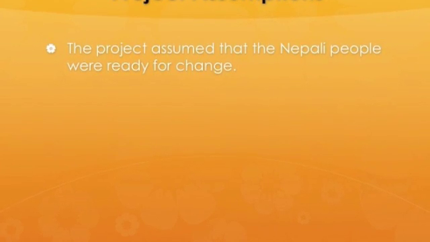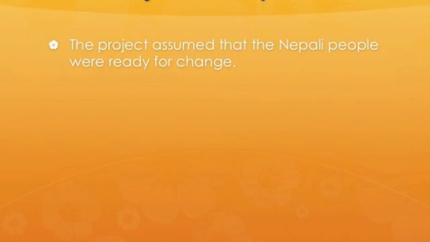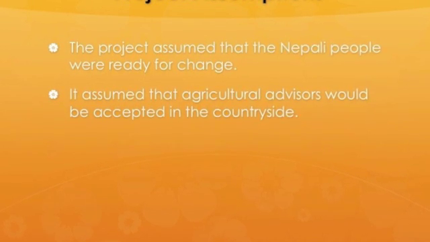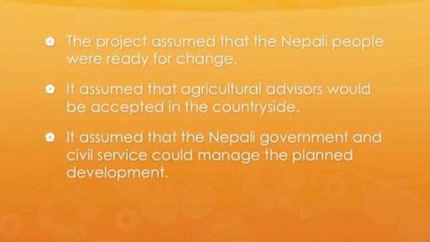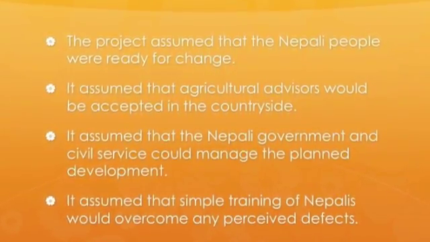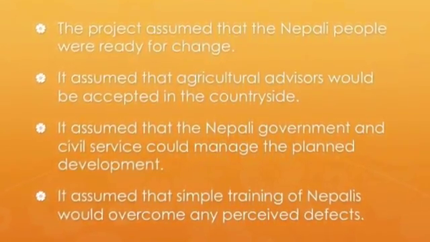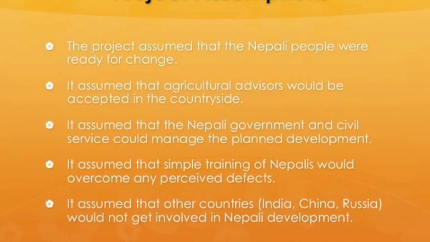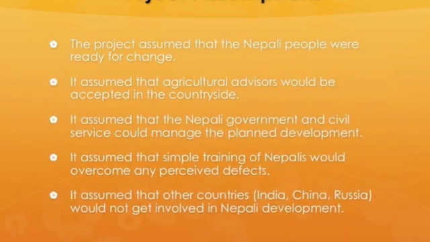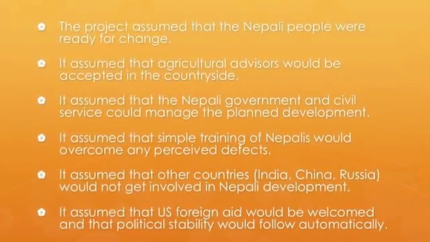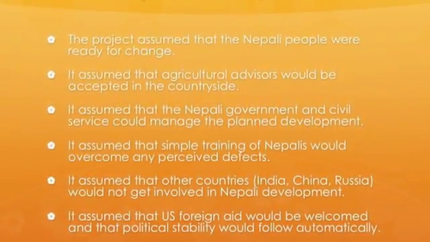In the project, they assumed that the Nepali people were ready for economic, social and political change. They assumed that agricultural advisors would be accepted in the countryside. They assumed that the Nepali government and civil service could manage the plant development. They assumed that simple training of Nepalis would overcome any perceived defects. They assumed that other countries, India, China, Russia, would not get involved in Nepali development. They assumed that the US foreign aid would be welcomed and that political stability would follow automatically. But the biggest mistake the US officials made was to assume that these factors would not mitigate or diminish the impact of the project.